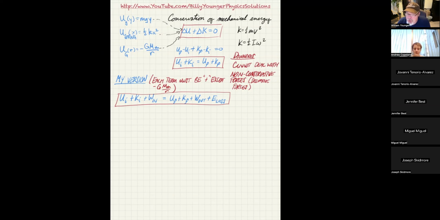It doesn't matter what you call UI, what you call WN, what you call W out, what you call E loss. The main thing is each of those WN, W out, and E loss need to be positive, and they're basically coming from the absolute value of a work calculation. Notice I said absolute value because it needs to be positive. So as an example, I will give you the mother of all examples, which is a sort of cruel one.